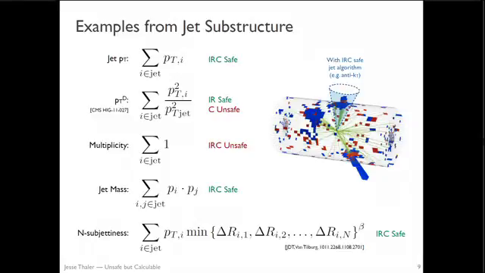Multiplicity is definitely infrared and collinear unsafe, because if I add a particle, that increments, or if I split a particle in two, that increments. So that's something that we don't think we can calculate in perturbation theory. The mass of a jet is infrared and collinear safe, so we can talk about the mass of a jet.